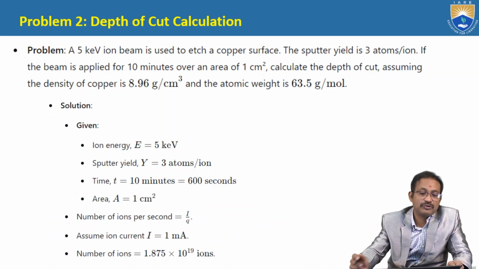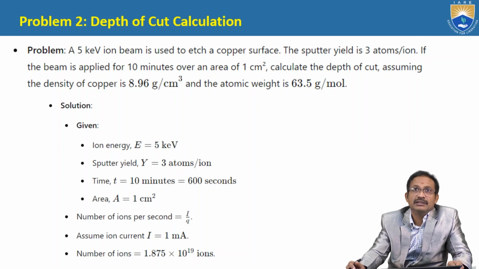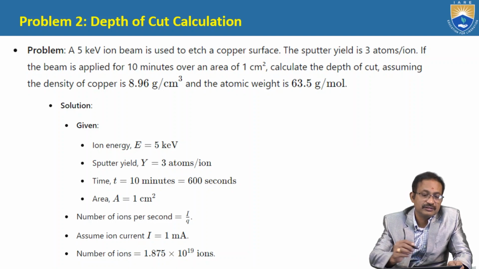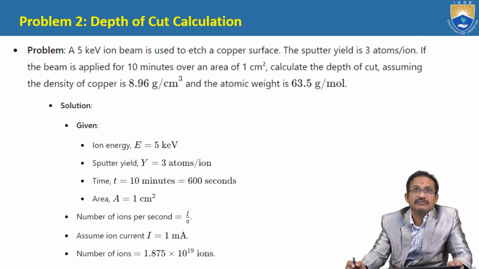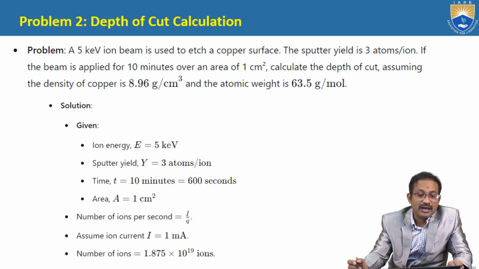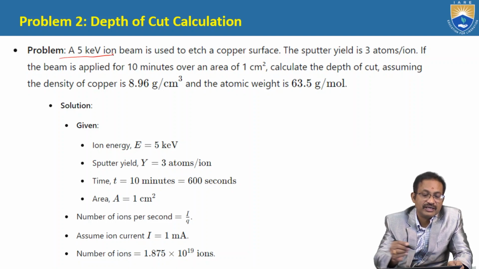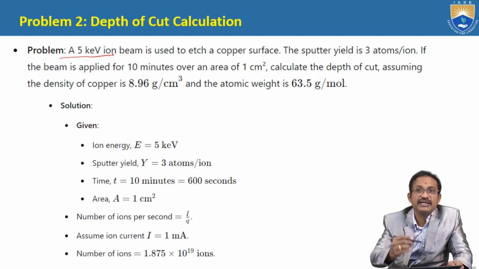Right, next, the second problem: depth of cut calculation. A 5 keV ion beam is given, so that is nothing but energy. Right, ion energy is given, 5 keV. First, let me read the problem.